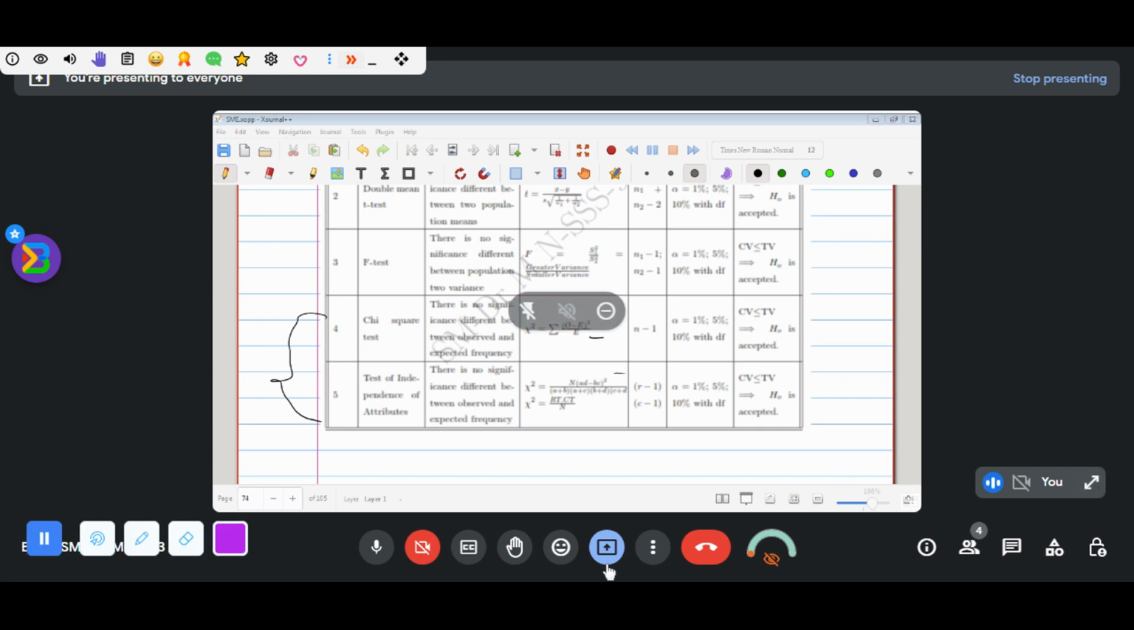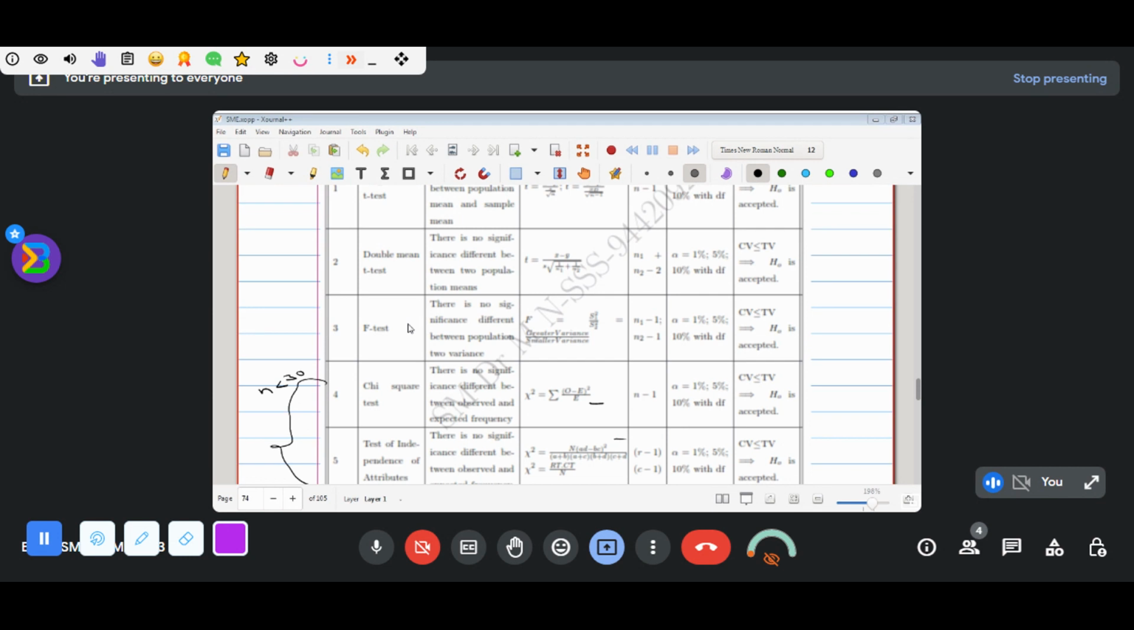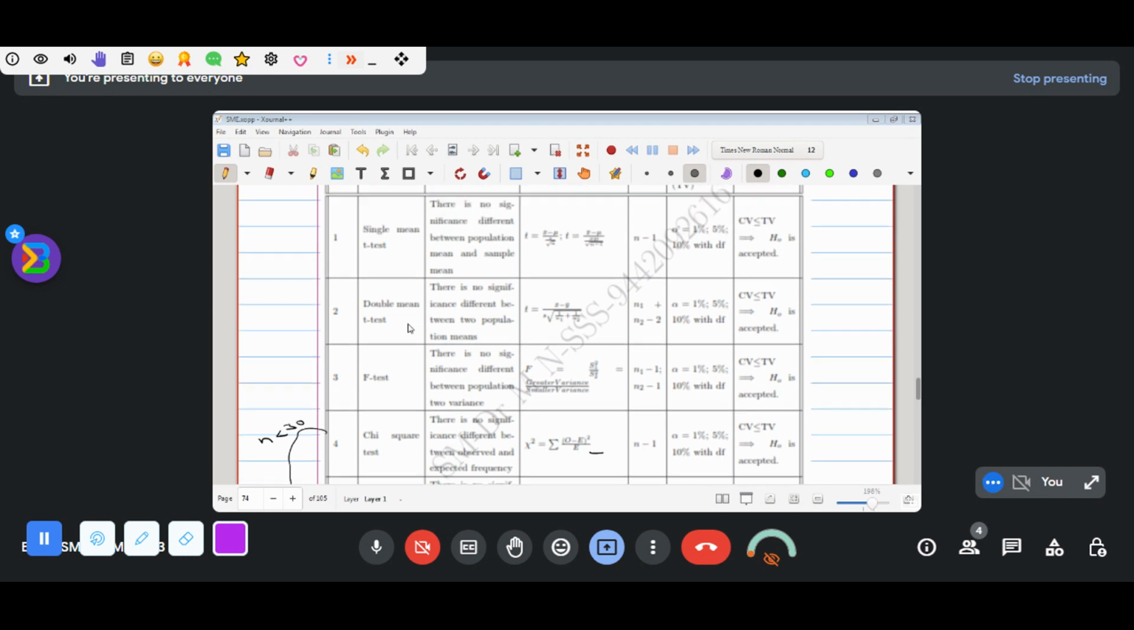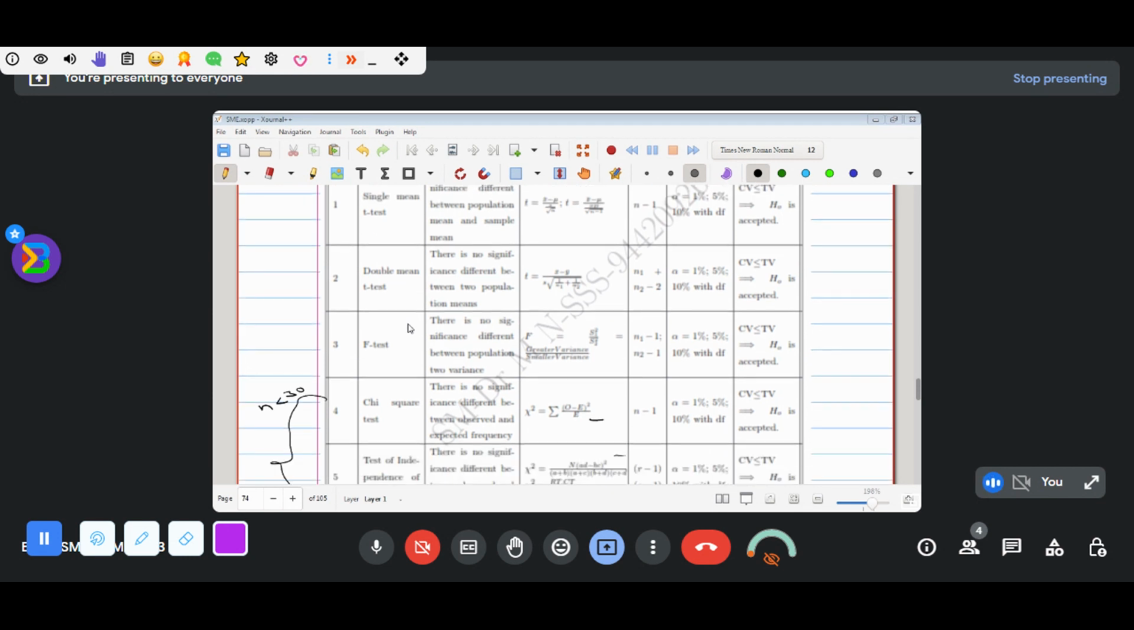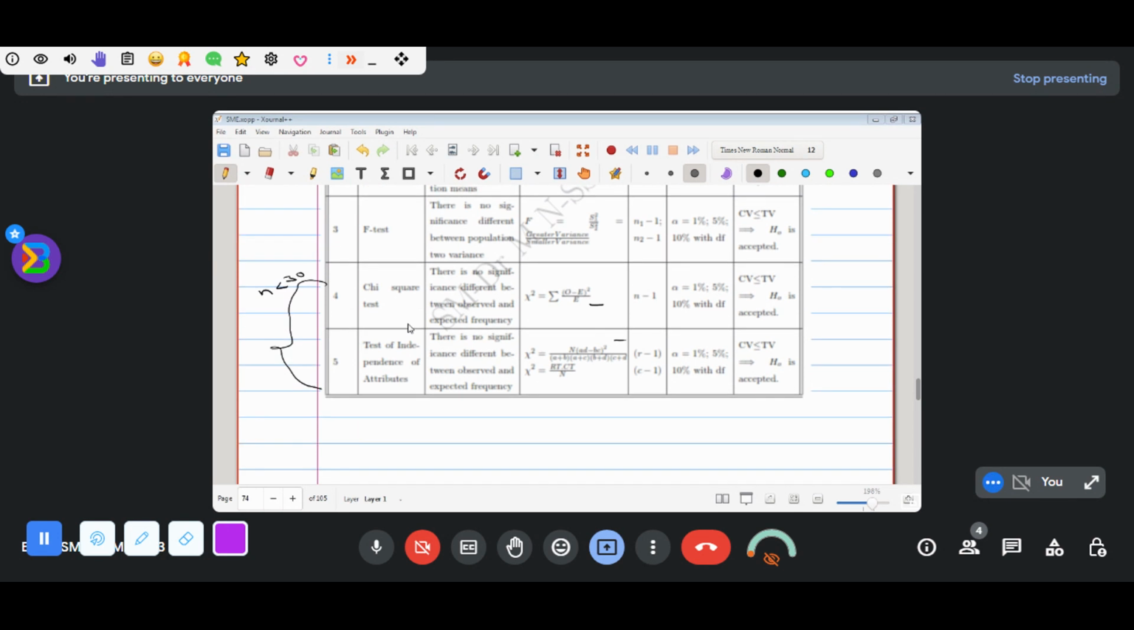So chi-square test is very important. It's a small sample test. Already you know small sample test means n is less than 30. That small sample test contains the t test, f test, and chi-square test. T and f test are already done. I move to the two concepts of chi-square test. One formula is this one, and another formula is this one.